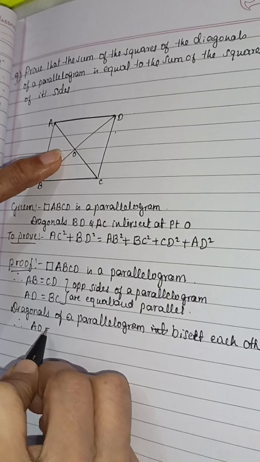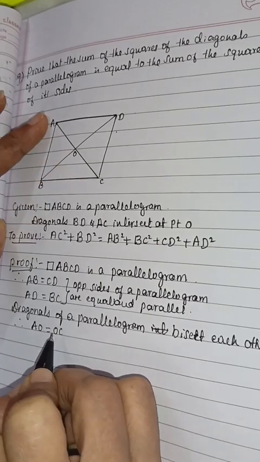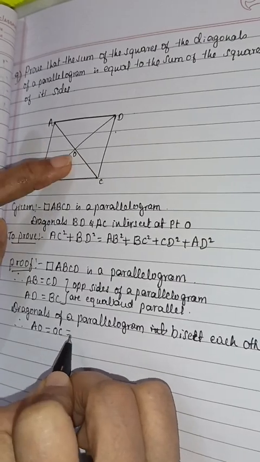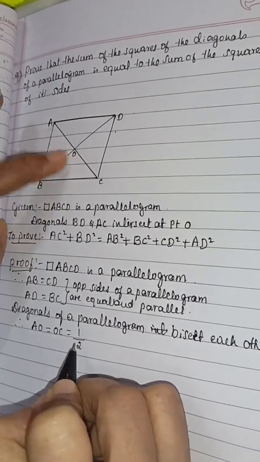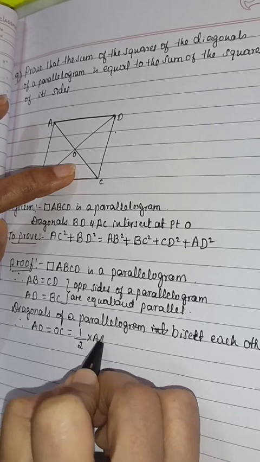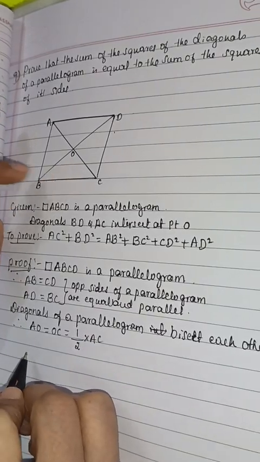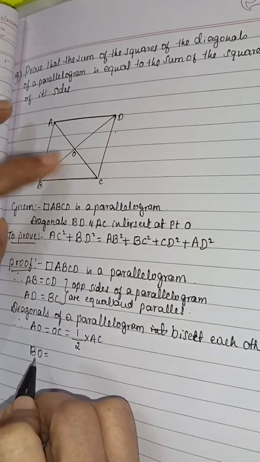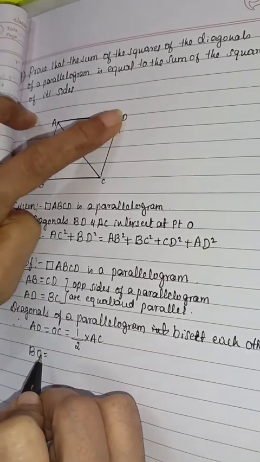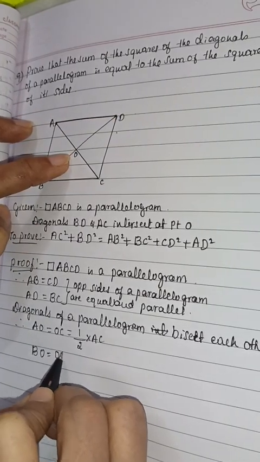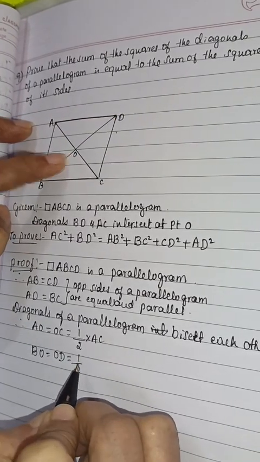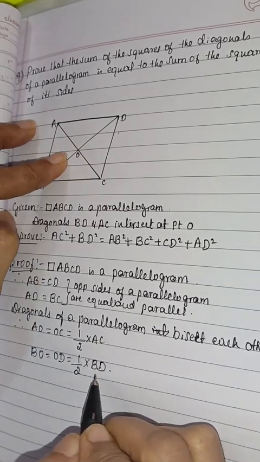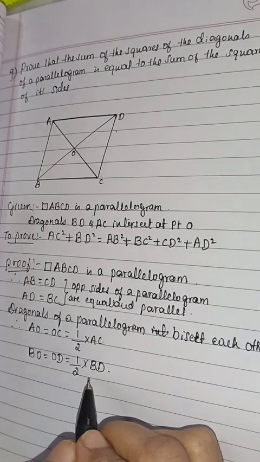AO equal to OC. AO equal to CO or OC. That is, AO means half of AC. Similarly, BO is DO or OD. OD is half of BD.